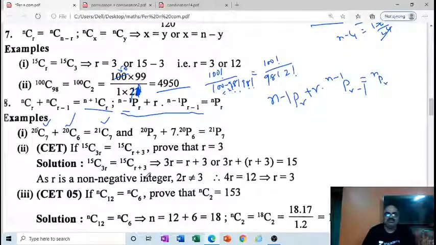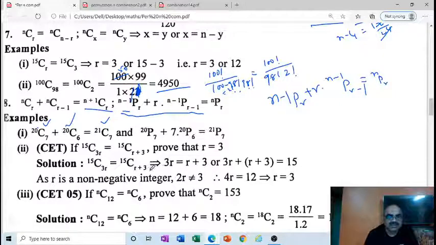15C3R is equal to 15CR plus 3. Prove that R equals 3. See friends, NCR is equal to NC N minus R. It should have been N minus R. We have here R plus 3. We can take it that way: NCR is equal to NC N minus R. Now we need to find the value of it. Got it? Now how do you find R?